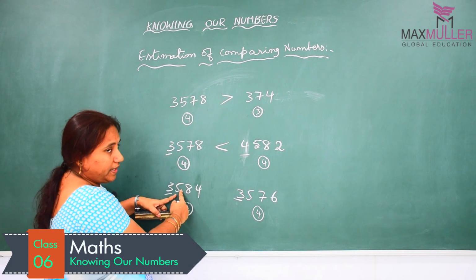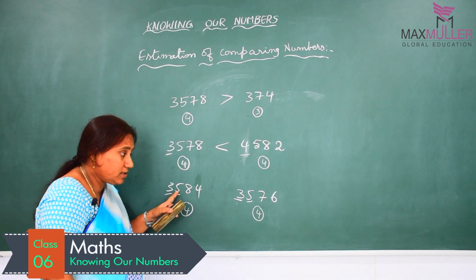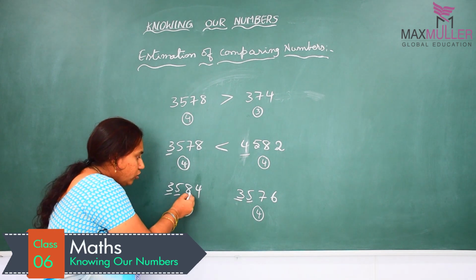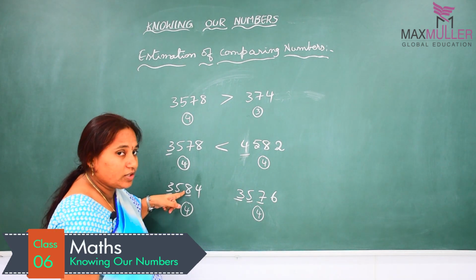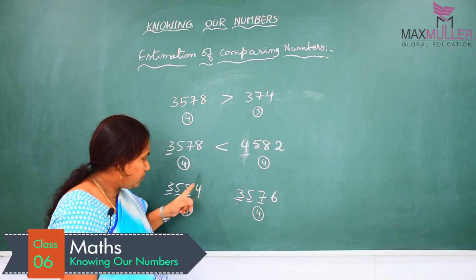Then come to the next place. That means we have to check the hundreds place. In the hundreds place also we have the same number. Here 5, here also we have 5. Then go to the next place. Here 8, here 7. In the tens place we have the number 8, and in the tens place we have the number 7. Then observe here.